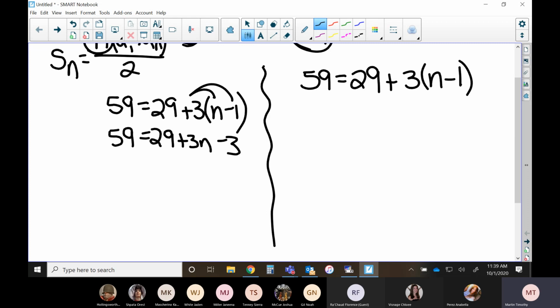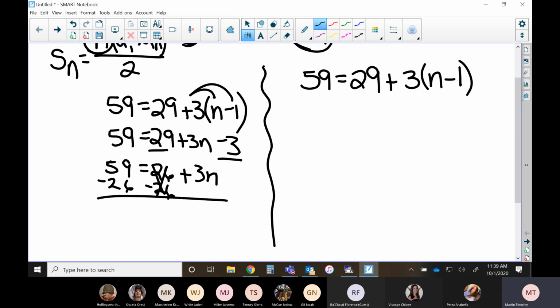Now what can I do? I like to combine like terms. I like to simplify one side before I start bringing stuff over to the other side. So I can combine the 29 with a minus 3, and I get 26 plus 3n. Now I can't combine any more things on that side. So now I gotta start moving stuff to the other side. So I minus 26 from both sides. I get 33 equals 3n. Divide by 3, divide by 3, and I get n equals 11. Is that my final answer? No, that just helped me get what I needed to finish off my problem up with originals.